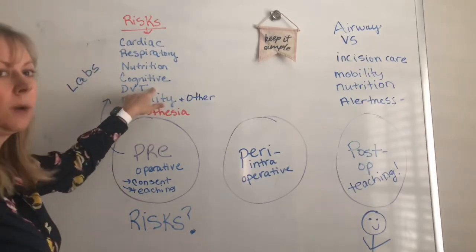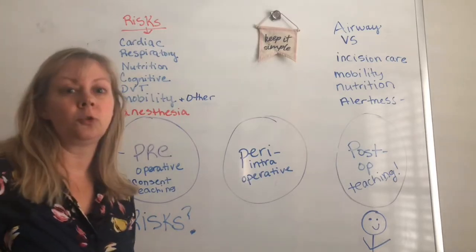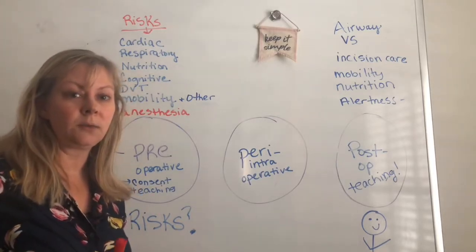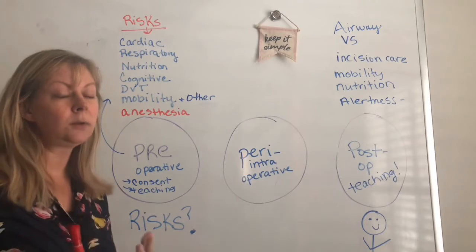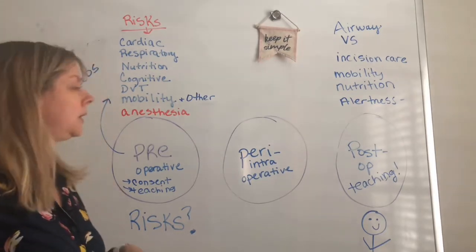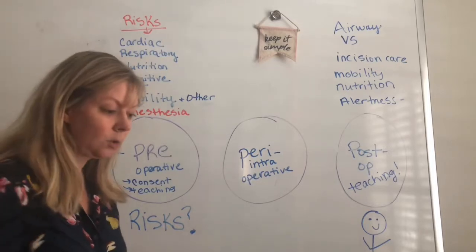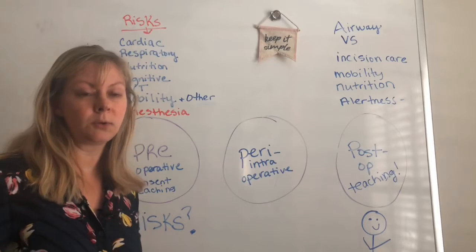All right, DVT risk. Again, are they abdominal surgeries? Abdominal surgeries increase the risk of DVTs. Are they obese? There's slight evidence that shows if you're obese, you're less mobile. Are they having surgery on a knee and they can't move it? Are they having any lower extremity surgery? That puts them at risk.